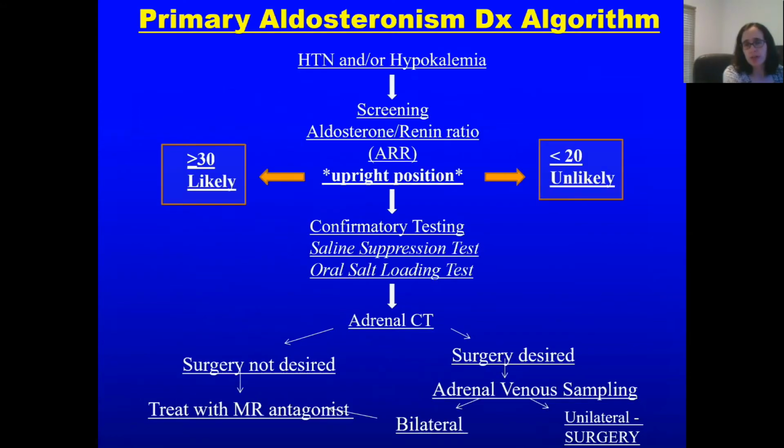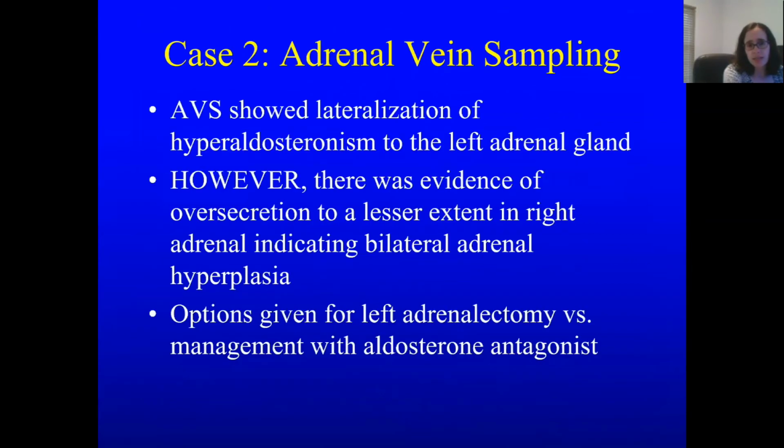Okay, so going back to our gentleman, we're at the adrenal CT scan level, and he did desire surgery. So we went ahead and did the adrenal vein sampling. They take a catheter up from the groin and catheterize the adrenal veins on both sides, and they look for which side lateralizes the excess of aldosterone. Our gentleman underwent AVS, and it showed lateralization of the hyperaldosteronism to the left adrenal gland.